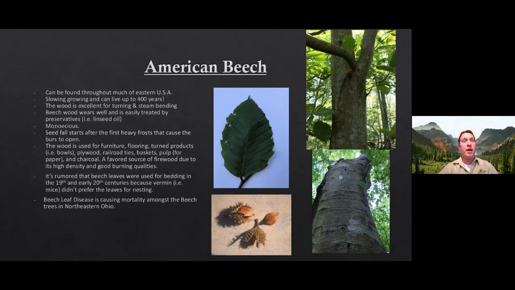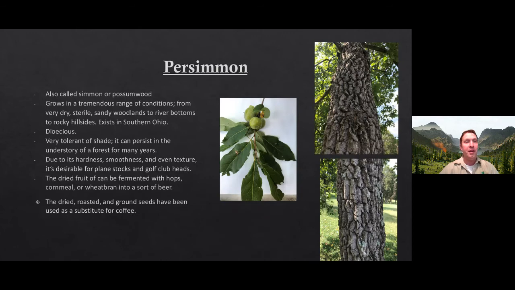And another one that is a really cool tree in Ohio is persimmon. The persimmon tree grows in a very wide range of conditions, from very dry, sterile lands to sandy woodlands, river bottoms, really fertile areas along streams, things like that. And it exists here in southern Ohio, where I'm at. And it's dioecious, so there's male and female trees. And this is very tolerant of shade.